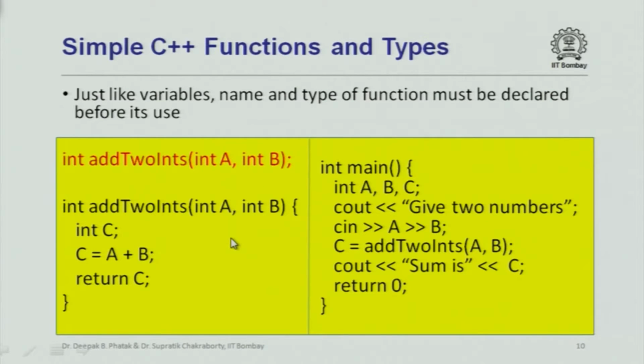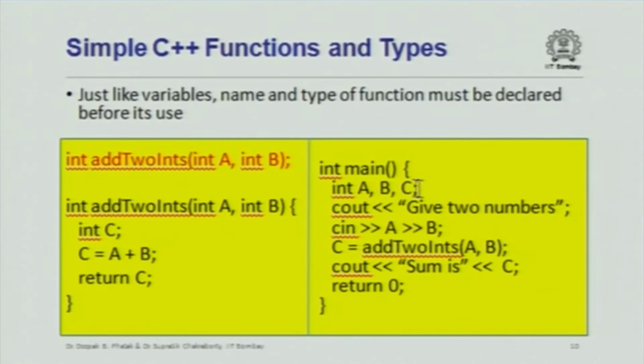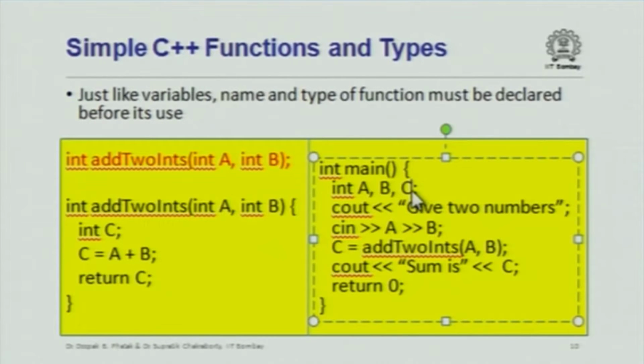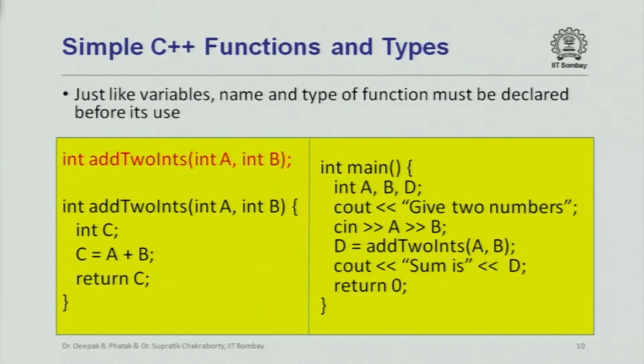There should not be a need to declare int again for C. Okay, so suppose I had int A, B, D and I wrote D over here and said sum is D. This would also work. In fact, it would give you exactly the same output. The variables here are for this function to use.